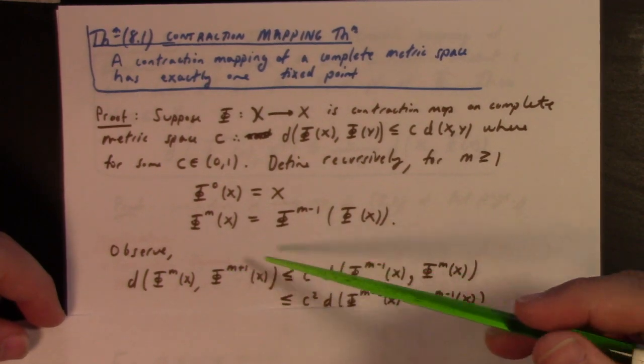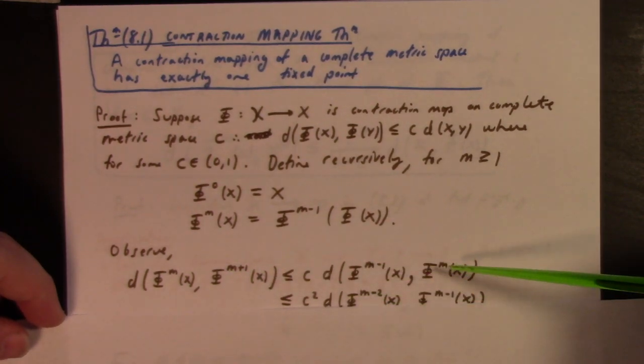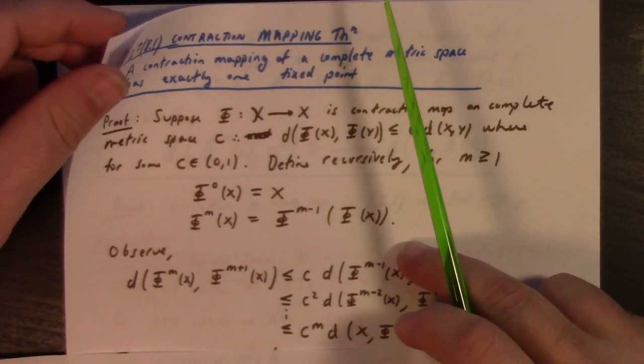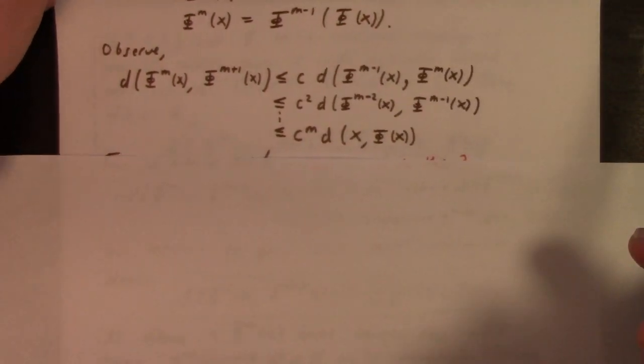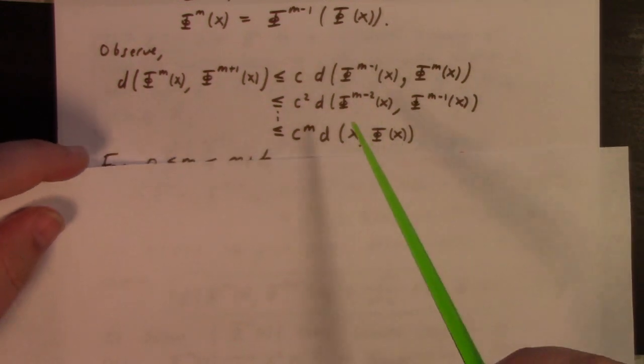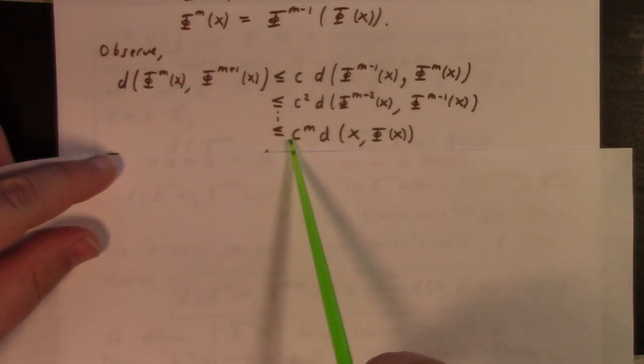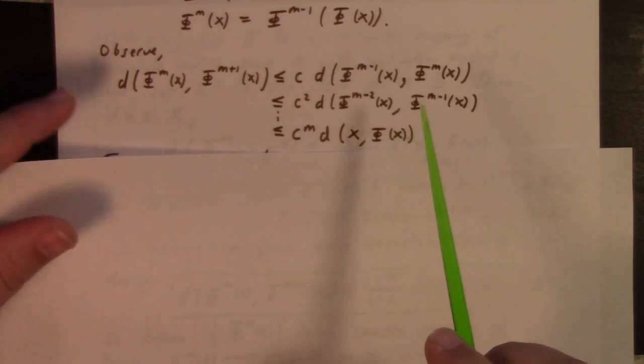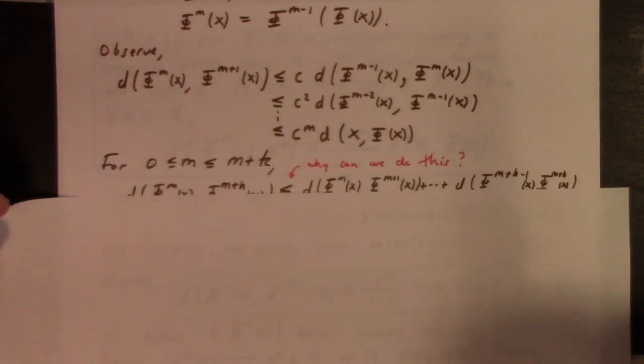Okay, that's just using the definition of contraction, and then again, and then again, until you get to this being less than or equal to c^m times the distance from x to φ(x). All right, that makes sense.